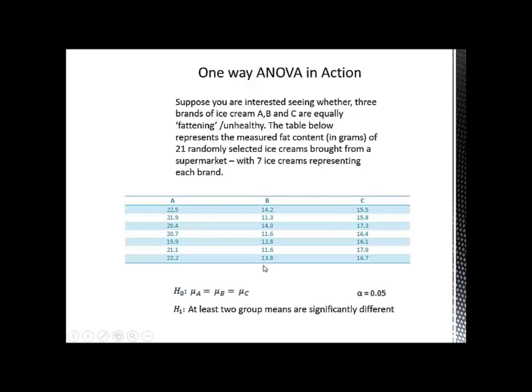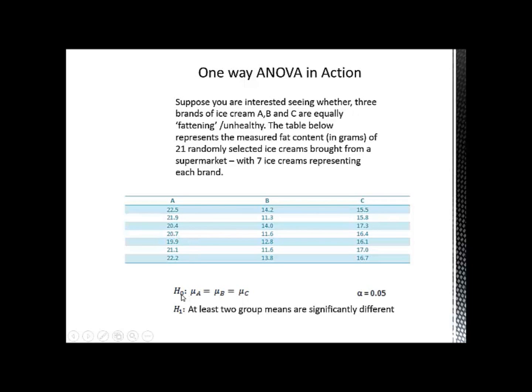One-way ANOVA is an appropriate test to use here because you have one independent categorical variable, which is the ice cream brand, with more than two categories, so you have three in this case. Each category is independent and it's measuring the same response, the same dependent variable, fat content, which is measured in grams, so it's on a continuous scale.